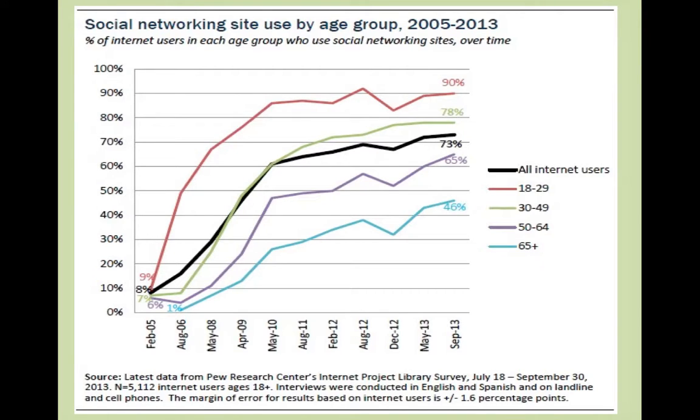This is just a graph showing social networking use by various age groups. And as you can see, the younger group, 18 to 29, is this red line right here, and it is very high. So it's just showing that young people are using social media, so it's a great tool to use for them.